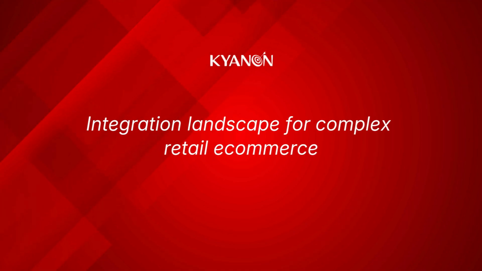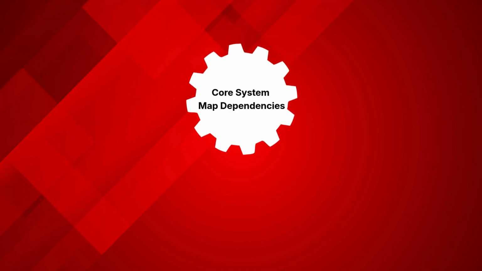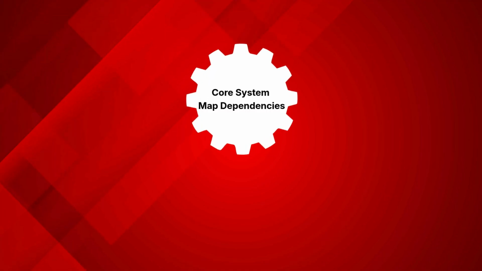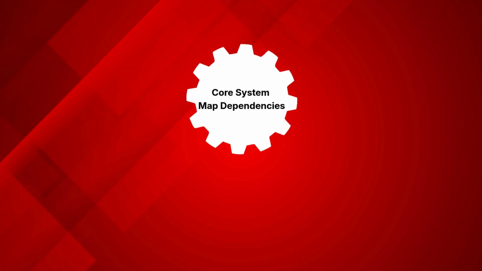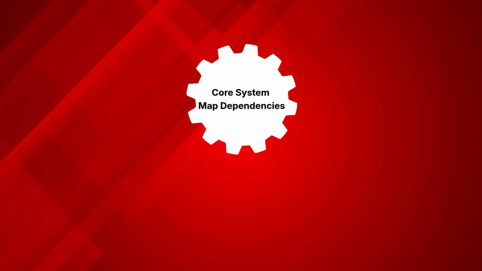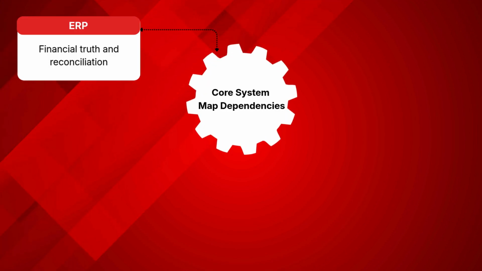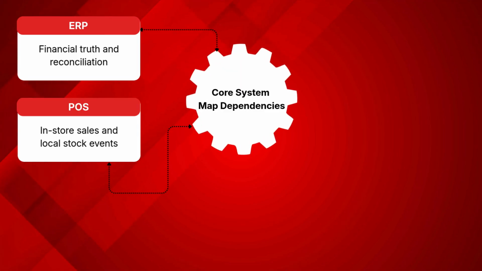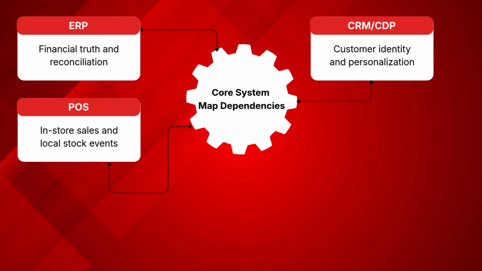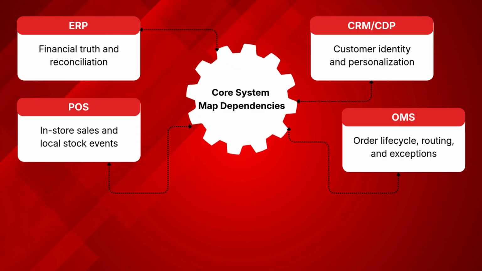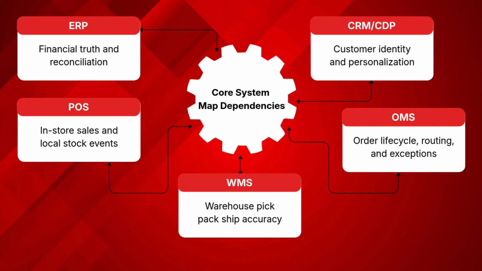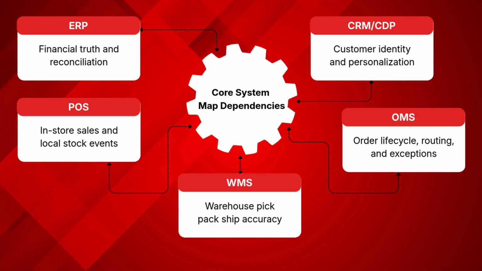Integration landscape for complex retail e-commerce. Enterprise commerce requires a deeply integrated ecosystem. This custom architecture maps core dependencies cleanly, synchronizing financial truth from ERP, retail events from POS, customer identity within CRM, and the strict operational life cycles of OMS and WMS to eliminate production failures.